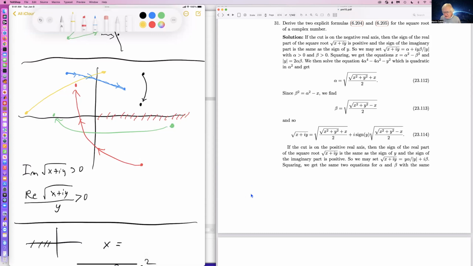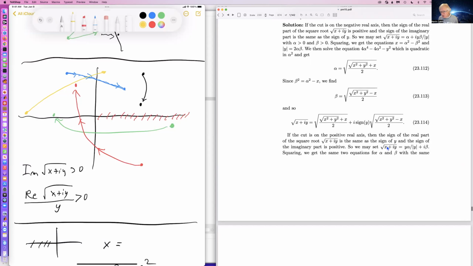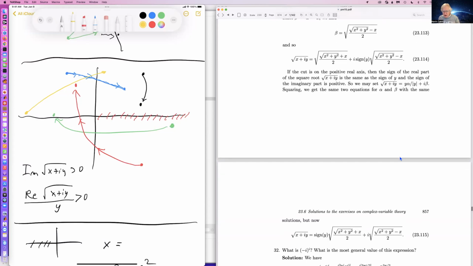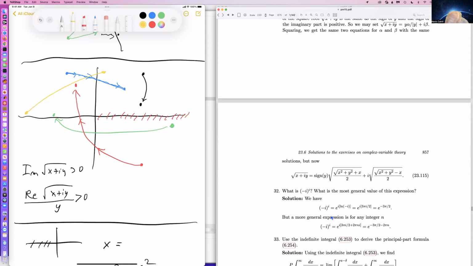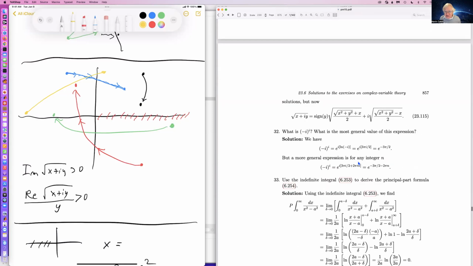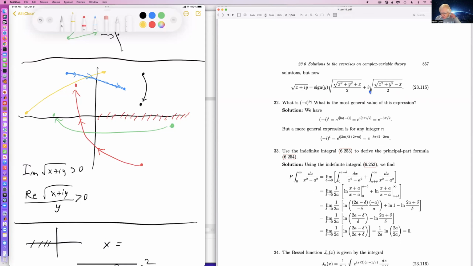Anyway, once you've done that, then you see that you can express square root of z as something positive, but something that will have the same sign as y, and then i times something positive. And now if you square these and solve for alpha and beta, what you find is this, and I'm not going to screw around with those two equations again, because I've gotten confused now twice, and I don't want to waste class time trying to get that straight. I'm sure you can solve those equations.